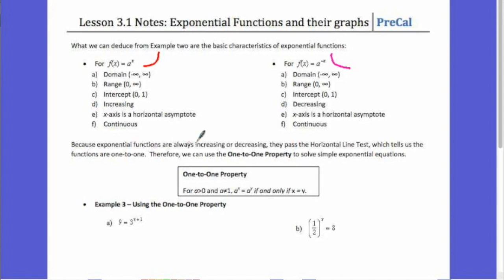Okay, because exponential functions are always increasing or decreasing, they pass the horizontal line test, which tells us the functions are one-to-one. Therefore, we can use the one-to-one property to solve simple exponential equations.